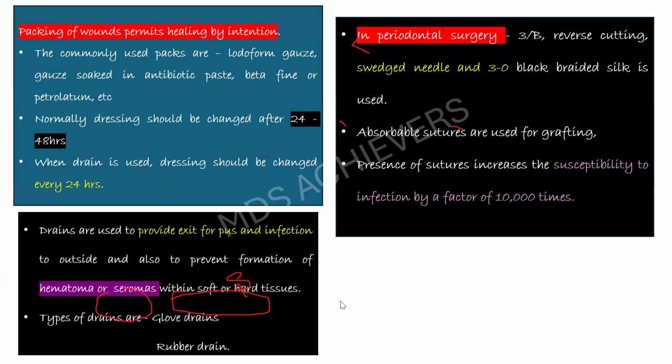Packing of the wounds permits healing by secondary intention, like primary intention. Commonly used packs are iodoform gauze soaked in an antibiotic paste, Betadine, or petrolatum. Most commonly, we will be using Betadine. A normal dressing should be changed after 24 to 48 hours, and when a drain is used, the dressing should be changed every 24 hours.